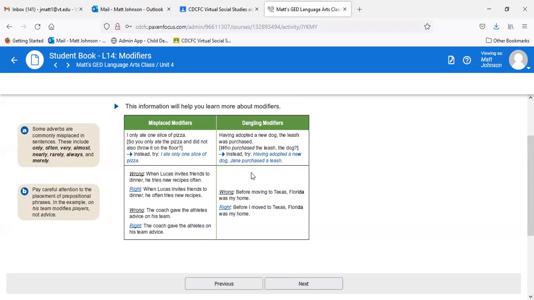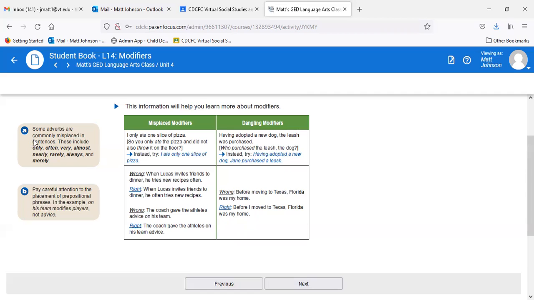And another dangling modifier, before moving to Texas, Florida was my home. It's missing information. You need to have I to make a complete statement. Before I moved to Texas, Florida was my home. We need a subject there so the reader understands who we're talking about.